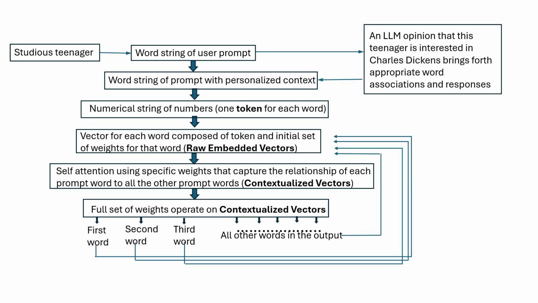Now, let's say we're talking about a studious teenager talking to the LLM, and he has a word string of prompts, and the LLM is forming an opinion based on all these prompts that this teenager is interested in Charles Dickens, and it brings forth appropriate word associations and responses that are associated with the idea of Charles Dickens and his novels.